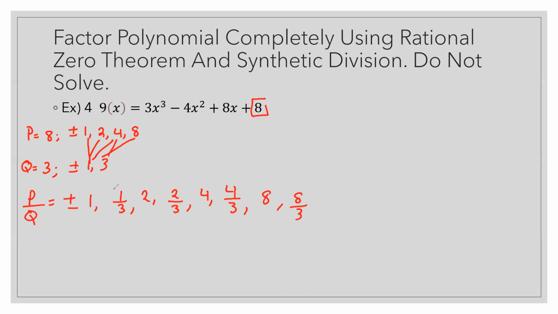Do I have anything that repeats? I don't think so. Good. So this is a lot more. You have 1, 2, 3, 4, 5, 6, 7, 8, so a total of 16 possible zeros. So now we're going to do synthetic division. Check if this is in order: 3, 2, 1, constant. It is, so we're just going to use the coefficients.